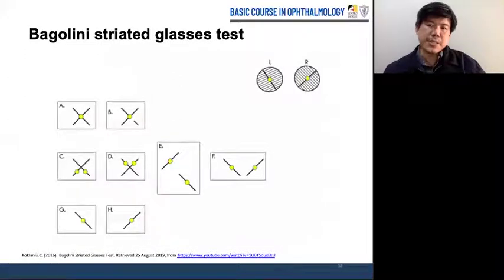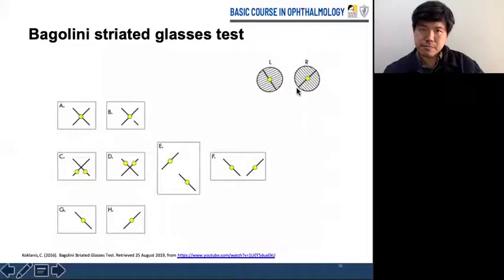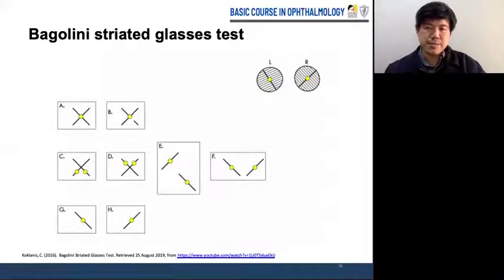The Bagolini striated glass test can be used to test retinal correspondence and suppression. The Bagolini lenses are oriented at 135 degrees in front of the right eye and at 45 degrees in front of the left eye. A is the result for a patient who is orthophoric with normal retinal correspondence. B is the result for a patient with a small deviation, less than 8 prism diopters, with peripheral fusion. However, there is presence of central suppression, thus this gap. Often this condition is called monofixation syndrome.